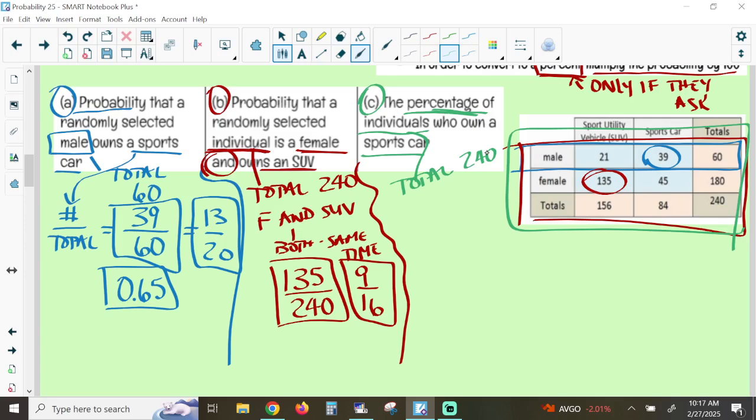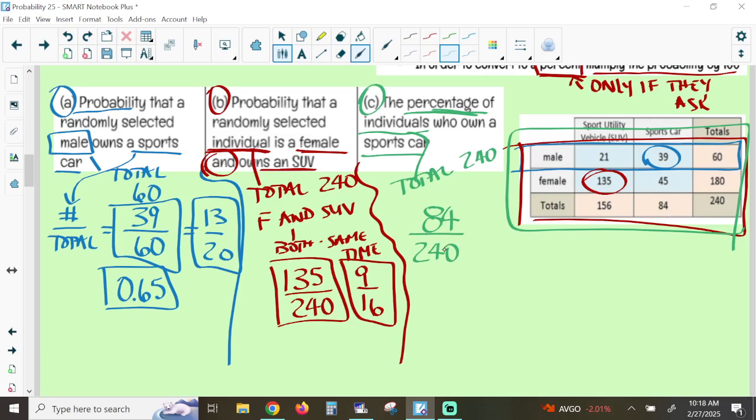So who own a sports car? So where's my sports car people? 39, 45, and 84, right? Which number do I use? 84 is the total of them. So that's 84. Be careful now. Don't take all of those numbers. That doesn't make sense because these two people are those people, right? 84 out of 240.